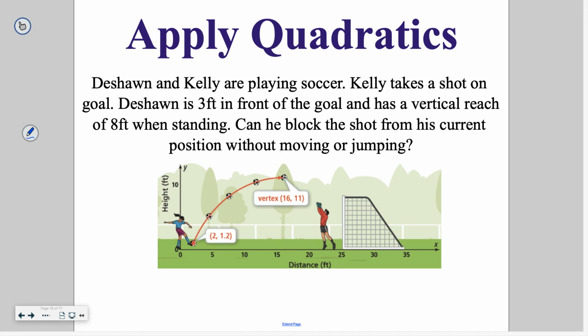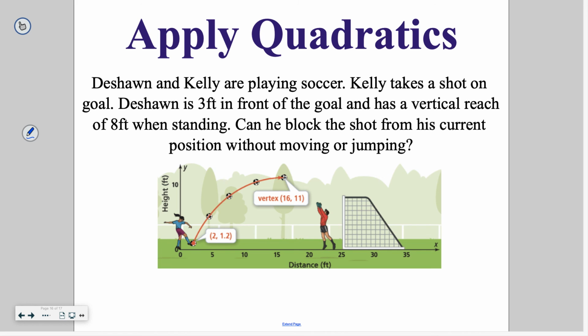One more applied problem that we're going to work through. I'm going to start it. You're going to finish it. We have Deshaun and Kelly playing soccer. Kelly takes a shot on goal. Deshaun is 3 feet in front of the goal and has a vertical reach of 8 feet when standing. We are wondering if he can block the shot in this current position without jumping or moving.